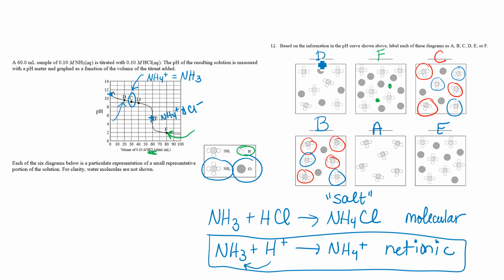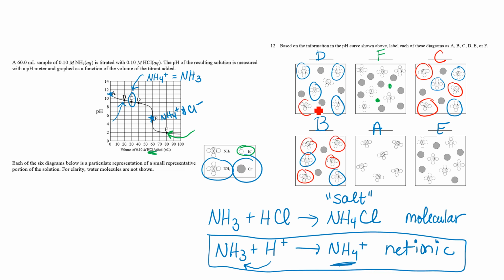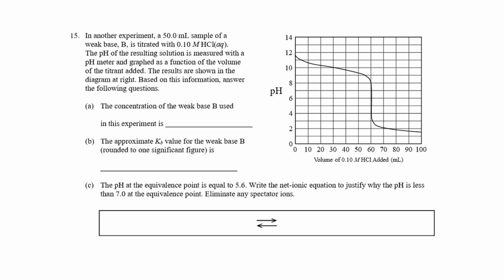And we can see that that makes sense because in this one I've got 1, 2, 3, 4 of these products and only 2 of the reactants left. So I've used up more than half of my original reactant. That's why it fits with this part right here. I'm beyond the halfway point. Okay, I think this is our last one.